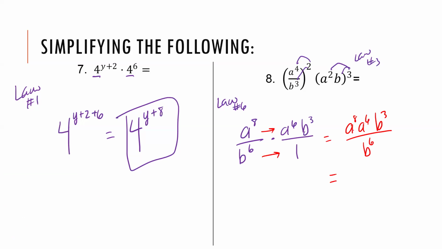There we go. And what am I doing with my a's? So a to the 14, and 3 minus 6 is? Which tells me it belongs in the bottom. So this is a 14. Because 8 plus 6 is 14.